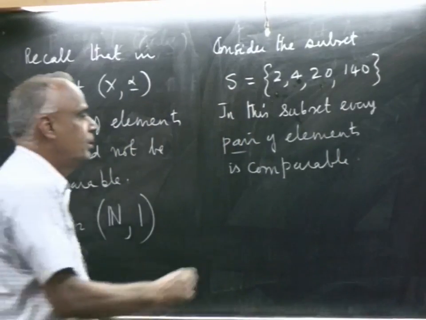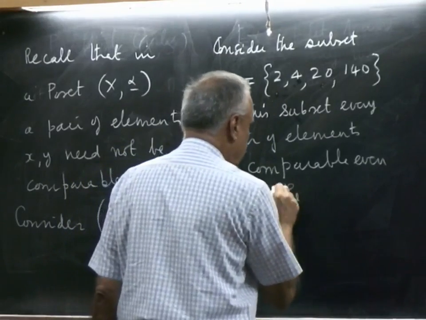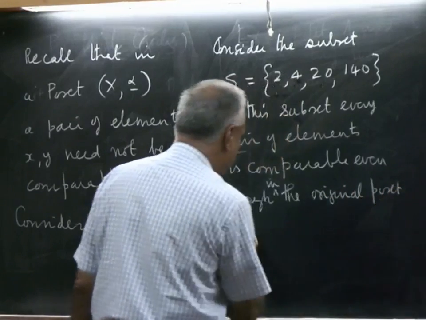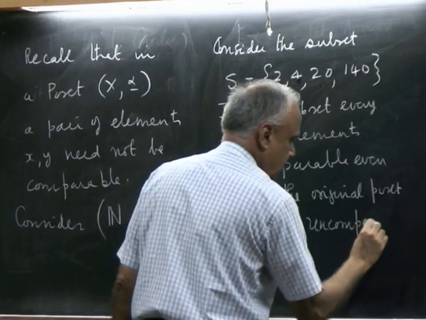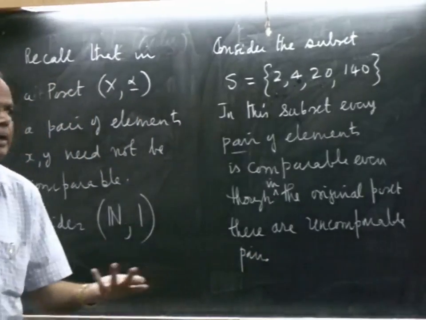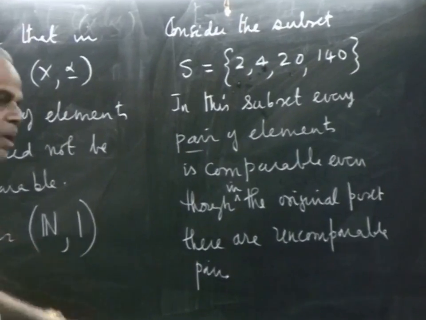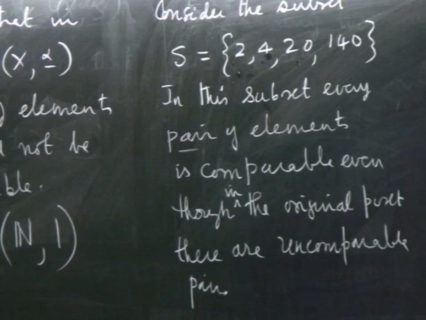So, even though in the original poset there are incomparable pairs. The original poset is this, for example, 5 and 18 are not comparable. Neither 5 divides 18 nor 18 divides 5. So, even though in the original poset not every pair is comparable, there are subsets in which every pair is comparable. Such subsets are called chains.